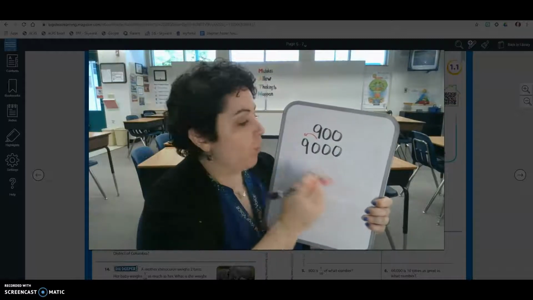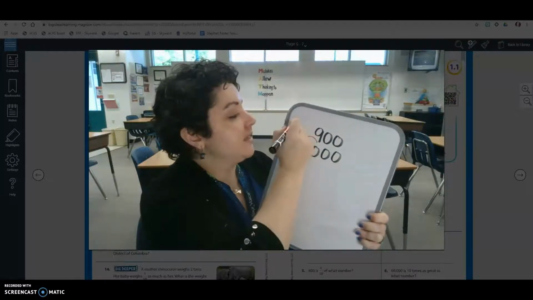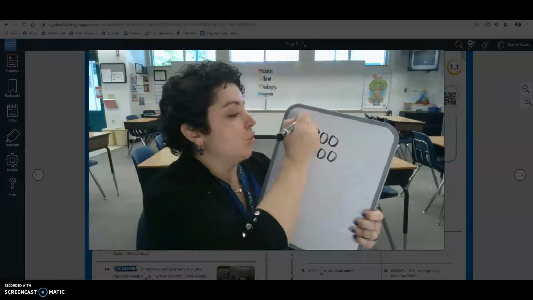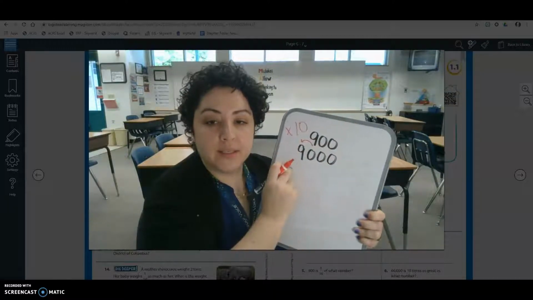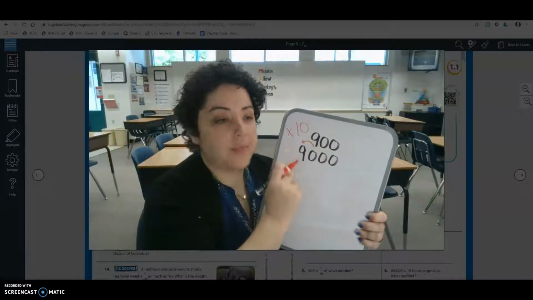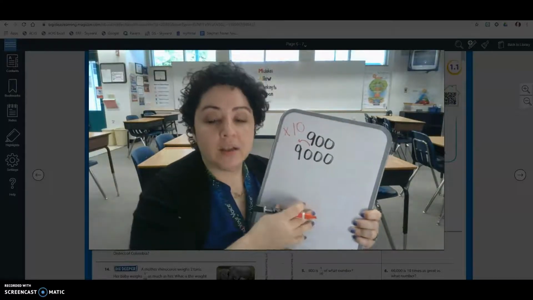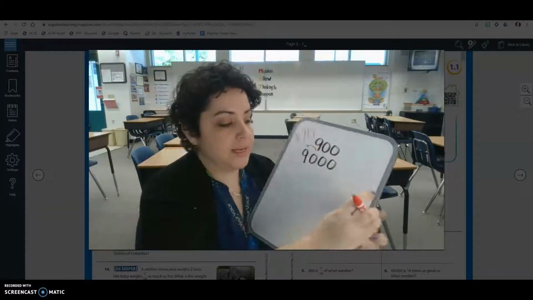And when it has moved over to the left, we say that that is 10 times greater because 1,000 is 10 times greater than 100. And so that's really important for the students to understand.